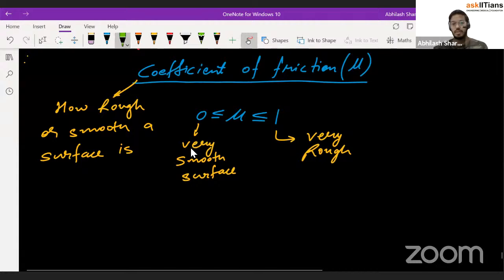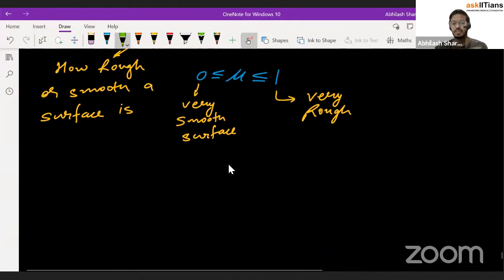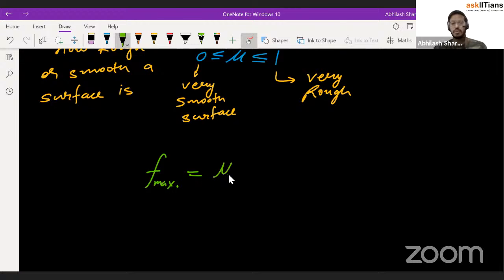Okay, now if we combine both, we know there are two factors friction depends upon. First was the normal reaction. Second is mu. And when we combine, that's when we get the formula for the maximum value of friction as mu into N.